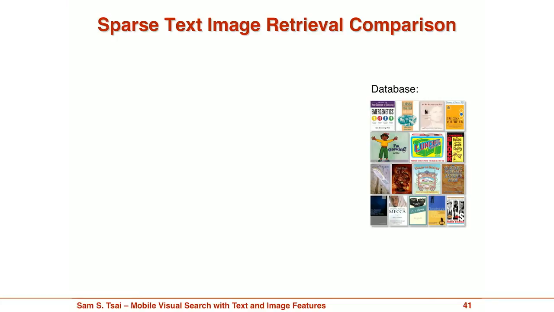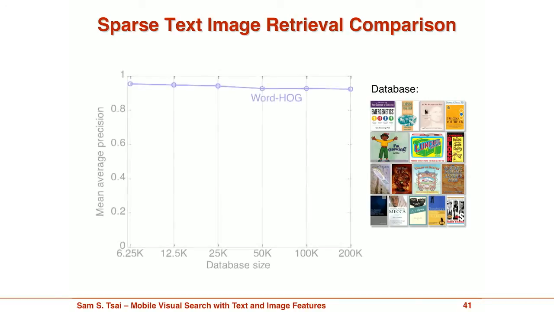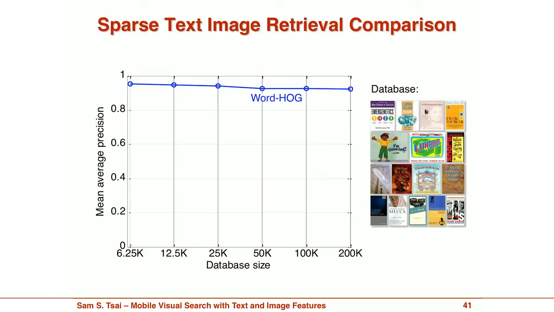How does it perform for sparse text images? For this test, we varied the database size from 6,000 to 200,000. The performance of the WordHOGs for this dataset is also quite good. For a 6,000 database, it's around 95%. As the database size grows, the performance drops. At 200,000, it's still around 92%. How do image features perform in this case? SIFT descriptors do make a comeback and perform just as well as WordHOGs. But since we're using images of text, our approach would be much more efficient than SIFT.